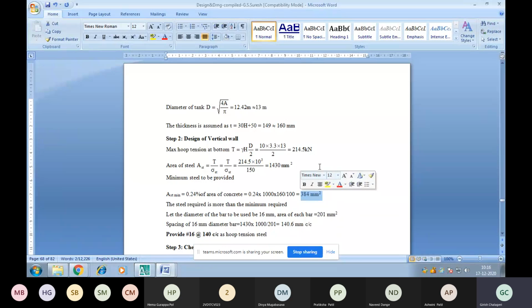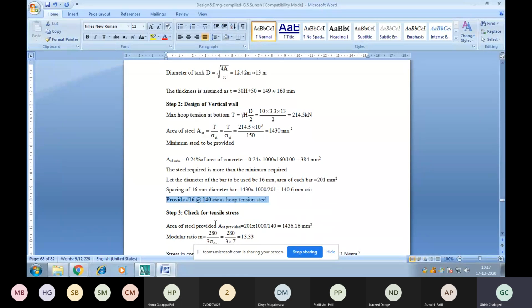Now let us assume a 16 mm dia bar as the hoop tension bars. The spacing of bars required for 16 mm dia will be the total area divided by the area of a single bar, into 1 meter width. That is 1430, the total area of steel required, into 1000 per meter, divided by 201, the area of a single bar. So the spacing required for a 16 mm dia bar is 140.6 mm. So we are going to provide 16 mm dia at 140 mm center to center, or we can provide less than 140.